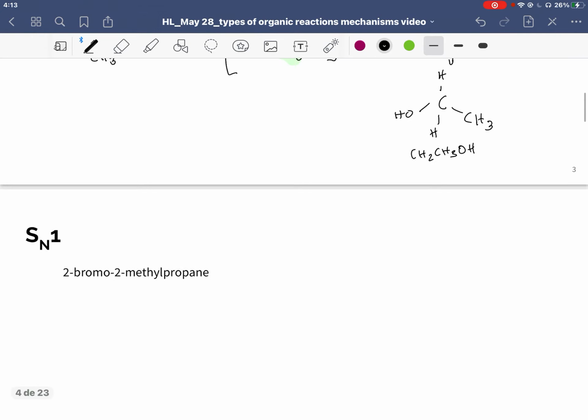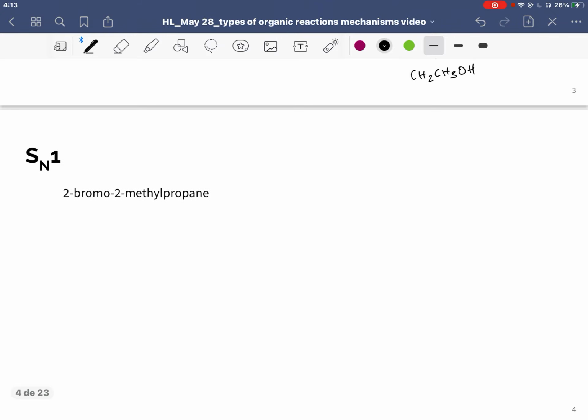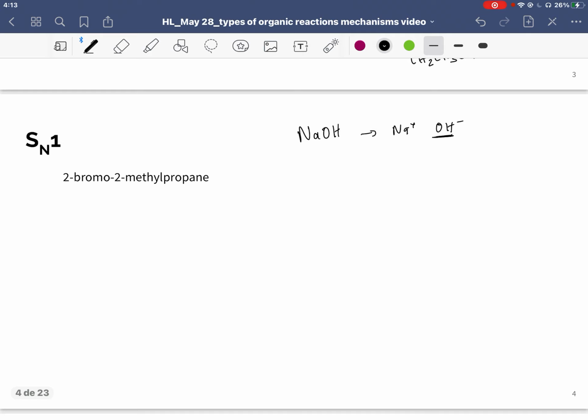All right, let's look at an SN1 mechanism and how it's a little bit different. So SN1 is going to use that same nucleophile from NaOH, which will give us Na plus and OH minus. OH minus, of course, will be the nucleophile. It has a negative charge, and really what makes it a nucleophile is that it has lone pairs. So let's do it.